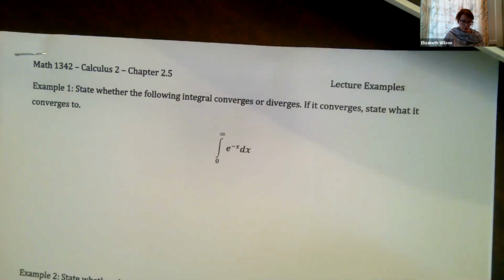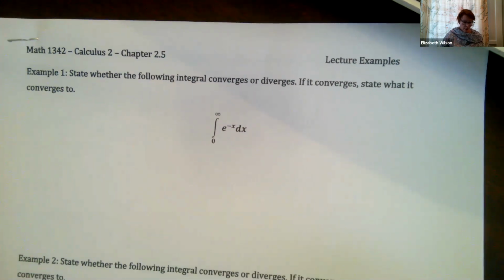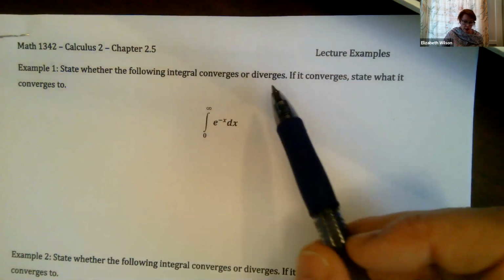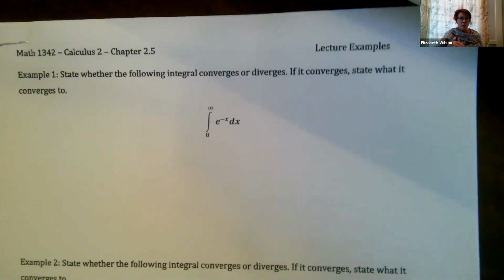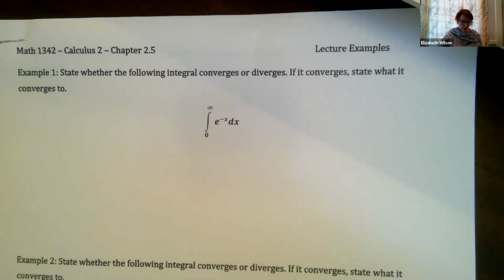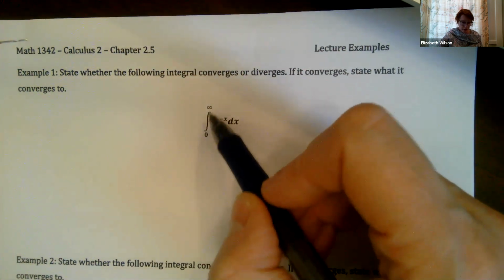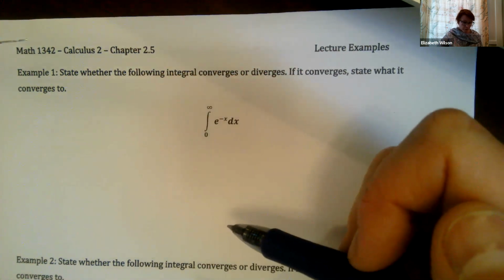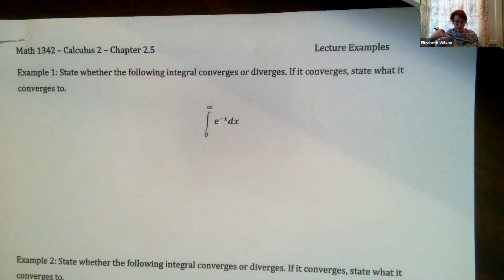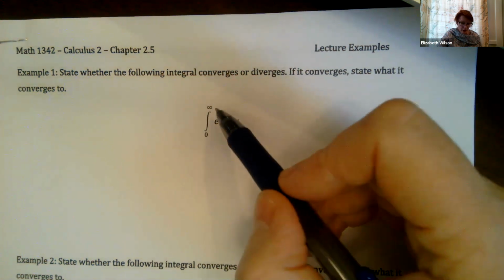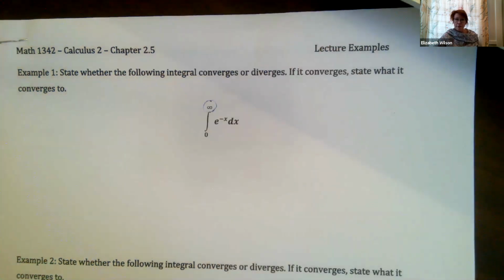So lecture examples. Example number 1 says, state whether the following integral converges or diverges. If it converges, state what it converges to. So this is a typical kind of question that you would see on a test, for example. Because I've got the integral from 0 to infinity of e to the minus x dx. So as an indefinite integral, e to the minus x dx, I can integrate that just fine, right? But now look, I've got an infinite bound.